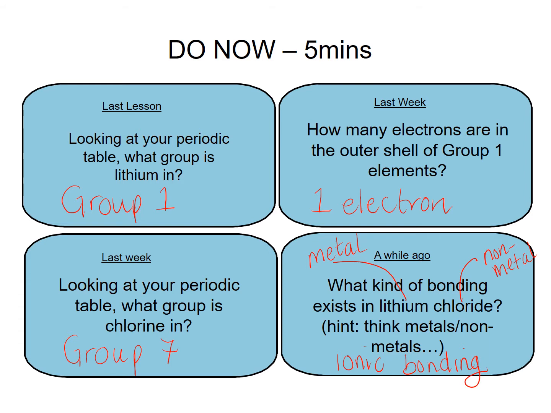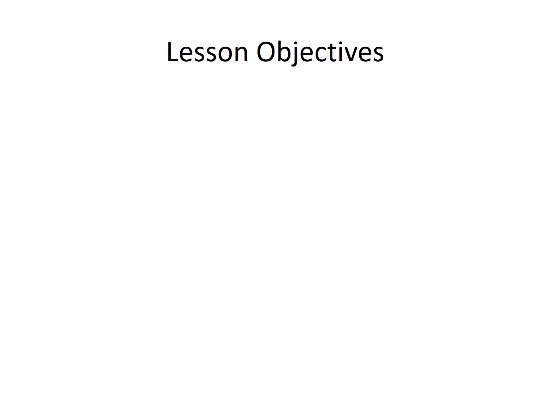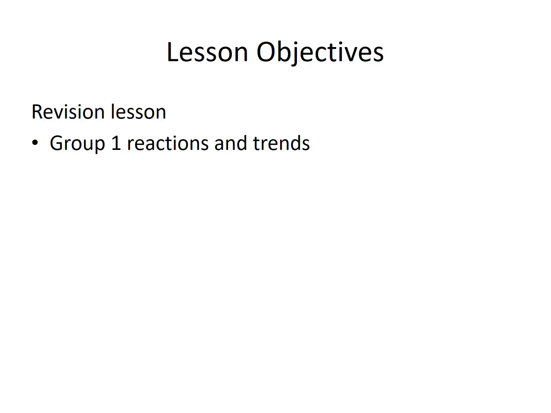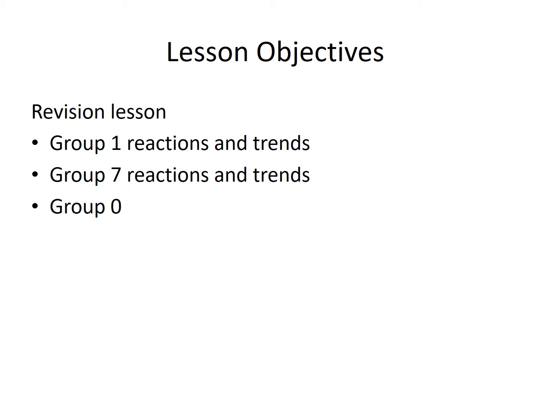Let's go on to the next slide. So what we're going to do today, like I said, it's another revision lesson. So we're going to go through group 1 reactions and trends. So this includes lithium, sodium, potassium. We're going to go through group 7 reactions and trends, so fluorine, chlorine, bromine, iodine, and then we're going to go through group 0 as well.